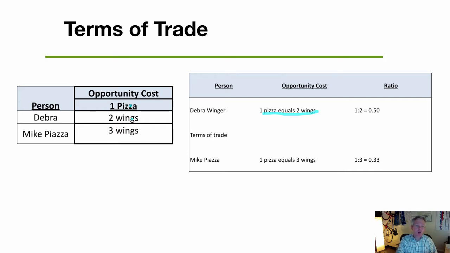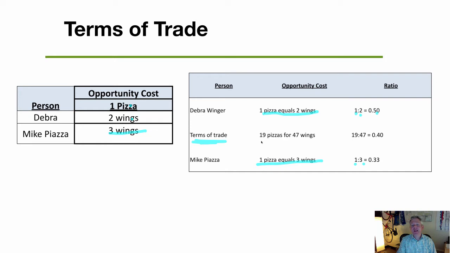For Mike, one pizza equals 3 wings. That's his opportunity cost, right? One pizza equals 3 wings. So the ratio of pizza to wings for Deborah is 1 to 2, or a half, and the ratio for Mike is 1 pizza to 3 wings, or 0.333. All right. So what would the terms of trade be here, right? They don't have the same valuation of wings to pizza, but still, I think maybe a trade could happen.